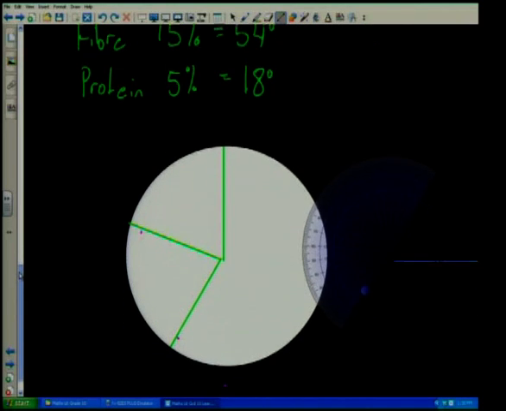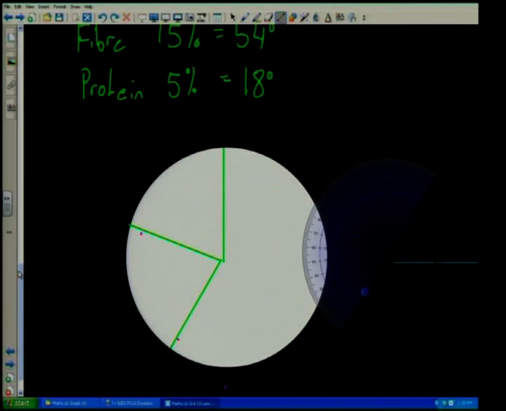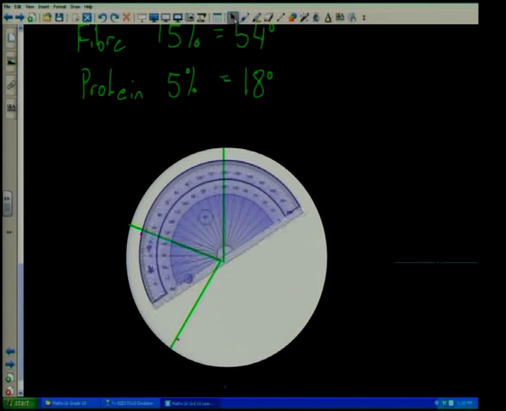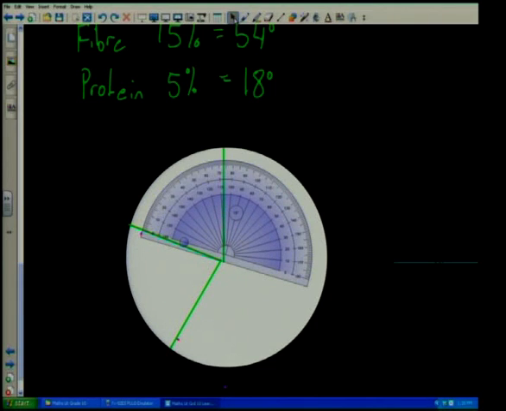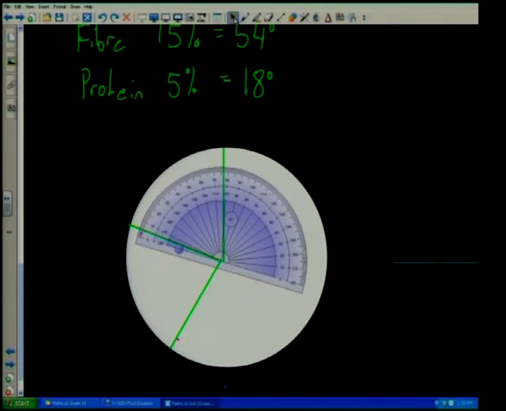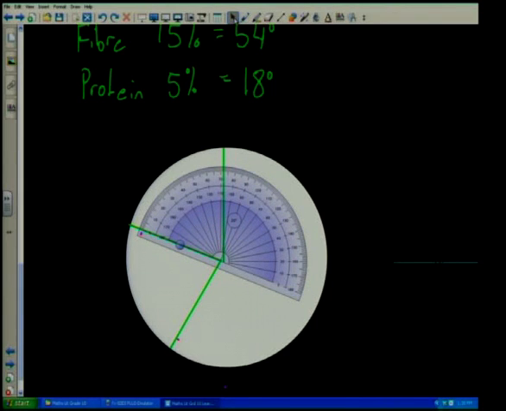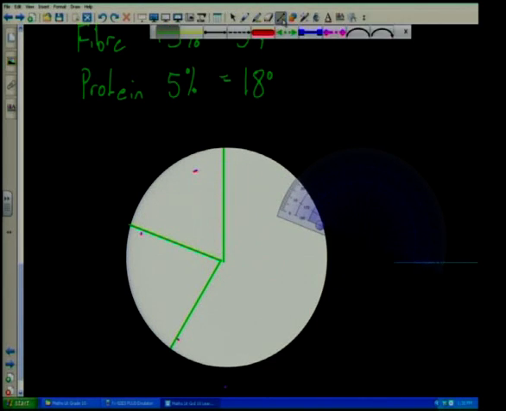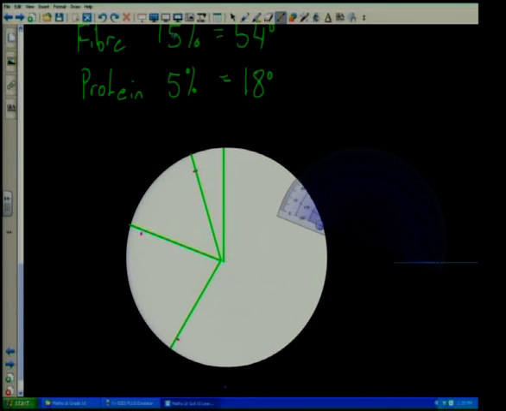But then after that we need 54. So we put our protractor back. And now my new line is 0. Move my protractor a little bit. I need 54. So let's draw a line at 54. Okay, join that, move my protractor aside, join that line. And finally, what we should be left with is 18 degrees.